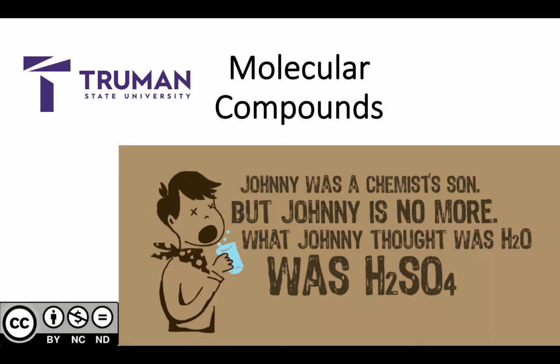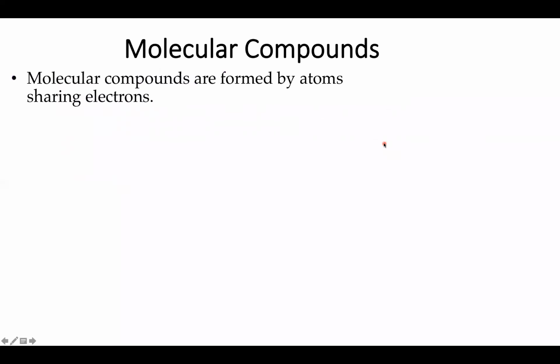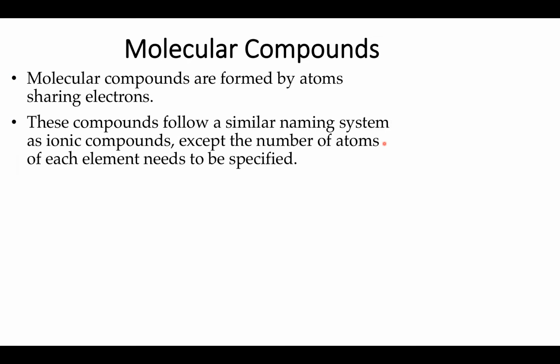And we're going to be talking about a little bit of what they are and a little bit how to name them. So, molecular compounds are essentially a way to describe compounds that are formed by atoms sharing electrons instead of atoms where somebody stole electrons from somebody else, which gave us ions that then say, hey, please give me my electrons back.